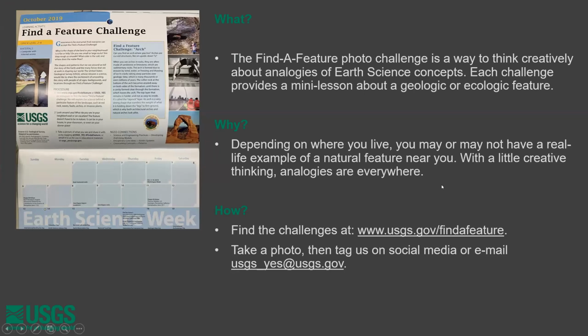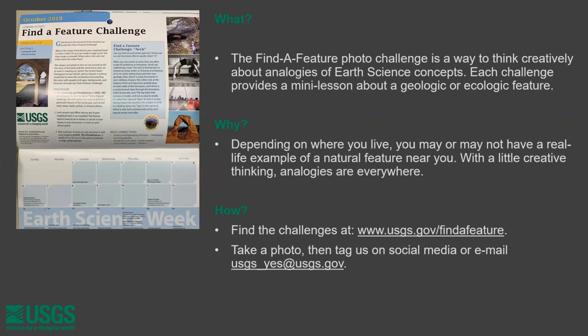The Find a Feature Challenge is really designed for elementary students, but can definitely be used with older students as well. Basically, anyone who has a phone or a camera and a little creativity. This is a very low-tech type of challenge, and we really wanted to make it accessible to anyone, regardless of where you live.